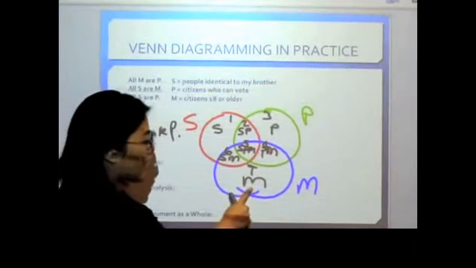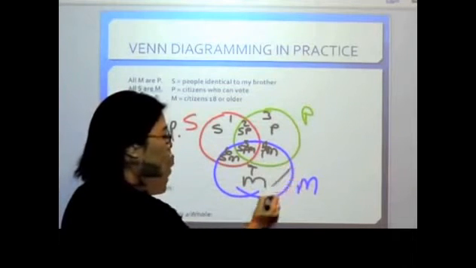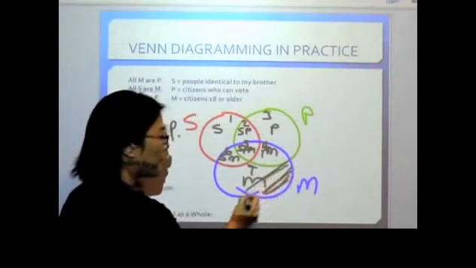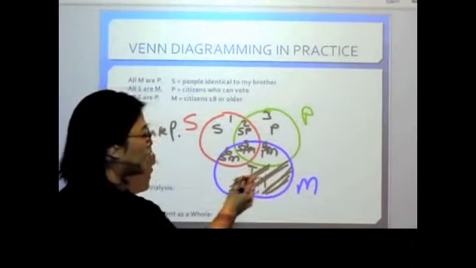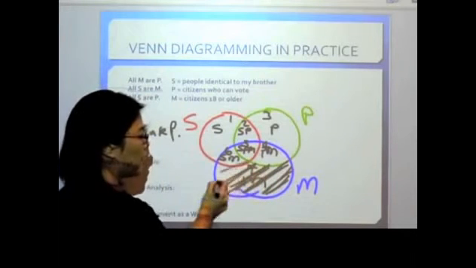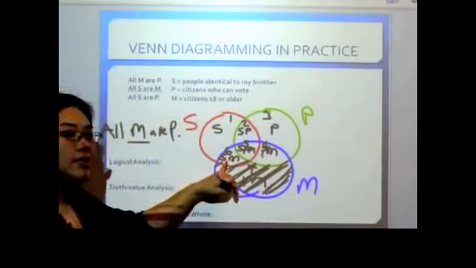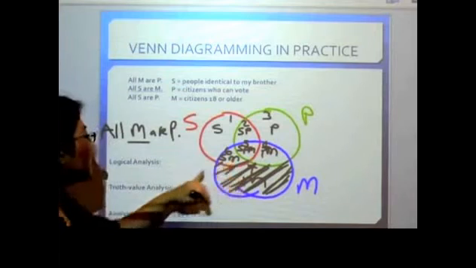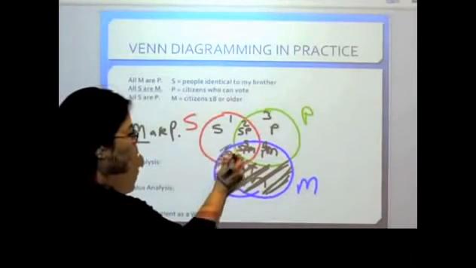So here's an M here that is not a P. So we want to shade that area away. This is area 7. By shading it away, we're saying that they do not exist. And also notice here we have area 6, that's S and M, but not P's. So these are also M's that are not P's. So we want to shade that area as well.